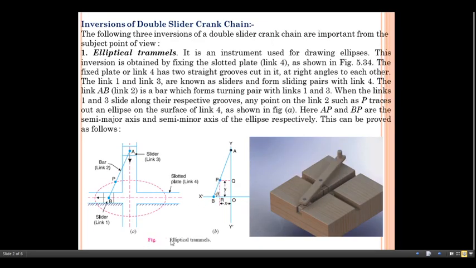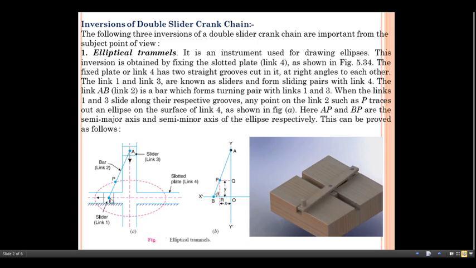So let us start. Already in the previous lecture, we saw the meaning of inversion. Here is the double slider crank chain. This mechanism consists of two sliders. If you look at the construction in front of you, this will act as link number 4, or the frame of the double slider crank chain. Here is the first slider, here is the second slider, and they are connected with each other with the help of link number 2, which will act as a bar.